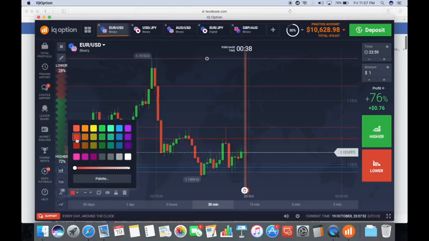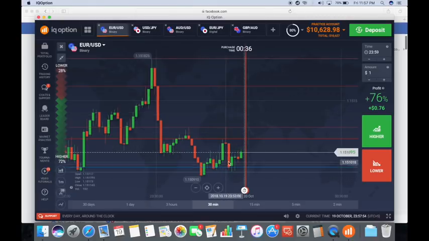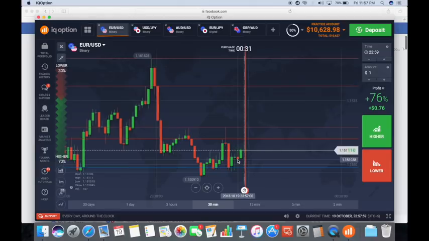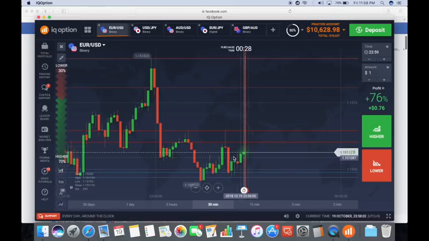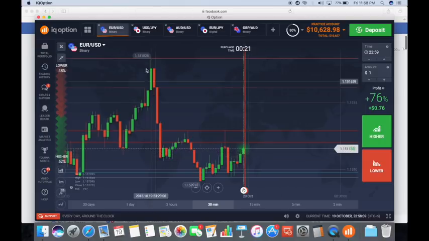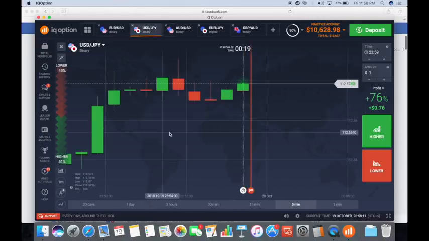Now right now, as you can see, the supply and demand, they both are in balance. The supply is equal to demand. That's why we're seeing a congestion. Now it's moving towards the supply level. Till it moves there, let's see another pair.